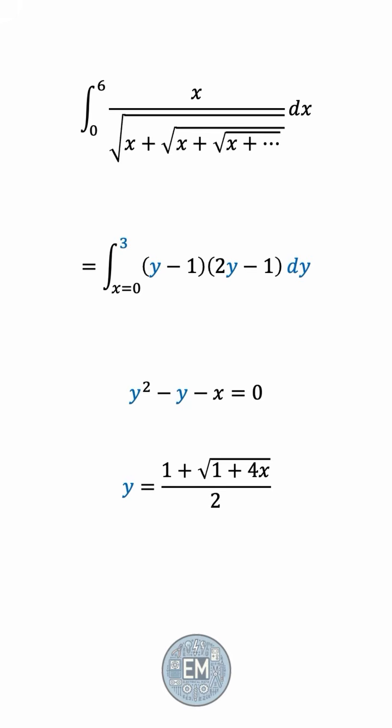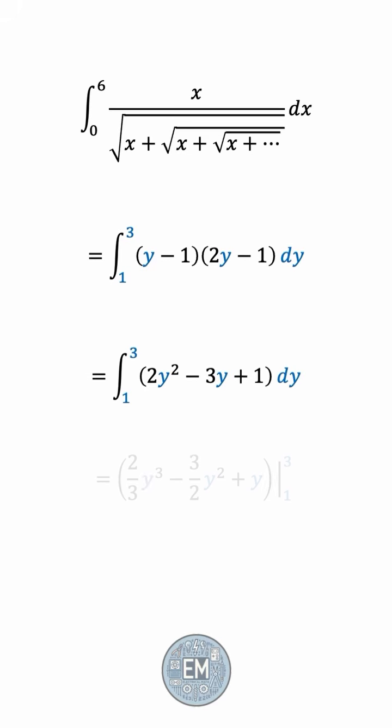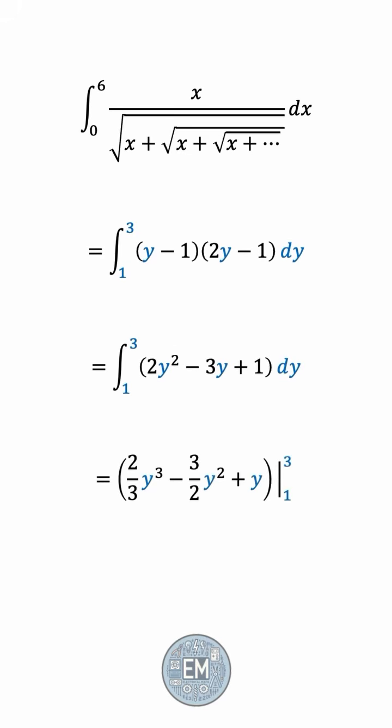Plugging in x equals 0 here shows that y is equal to 1 at the lower bound. So now we know that y equals 0 was the extraneous solution. Integration becomes a simple matter now. We'll expand the polynomial, use the power rule to integrate, and then plug in the bounds.